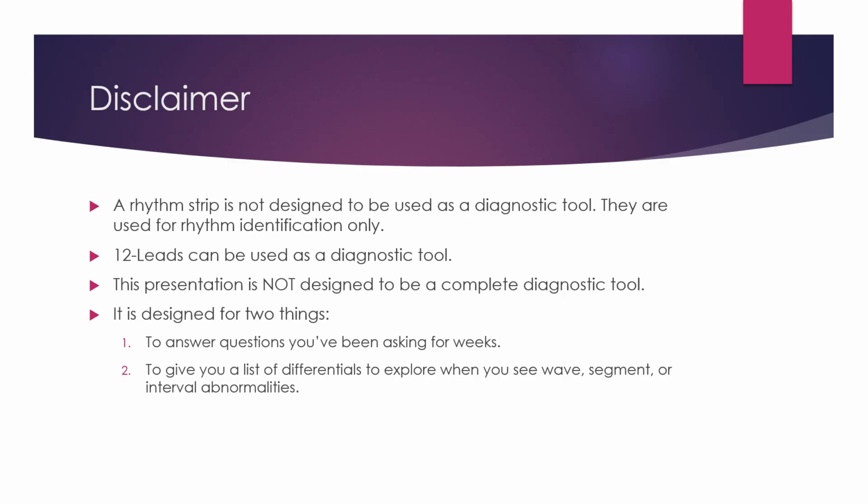So we're going to be getting into 12 leads, and this is kind of your intro to 12 leads. This presentation is not designed to be a complete diagnostic tool. It is designed for two things. One, to answer your questions, the ones you've been asking for weeks about why the P wave looks funny, or the T wave's upside down, or the QRS looks different. And then to give you a list of differentials to explore when you see a wave, segment, or interval that is abnormal. So it's going to be more a list of differentials for why the T wave looks funny, the P wave looks funny, or whatever, rather than a complete diagnostic tool, which you guys are going to cover when we lecture about 12 leads.